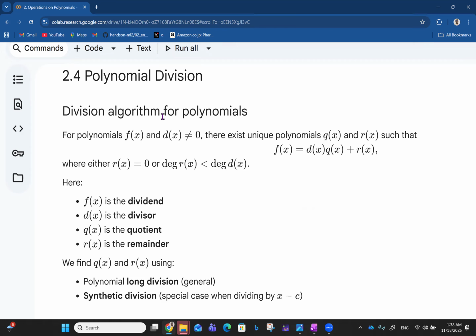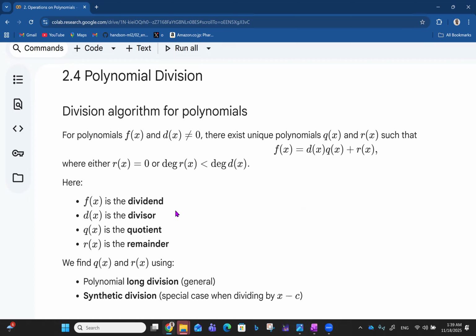Division algorithm for polynomials. For polynomials f of x and d of x, where d of x is not equal to 0, there exist unique polynomials q of x and r of x such that f of x is equal to d of x multiplied by q of x plus r of x, where either r of x is equal to 0, or the degree of r of x is less than the degree of d of x. I will explain all of that in the next video very properly in case you don't get this.